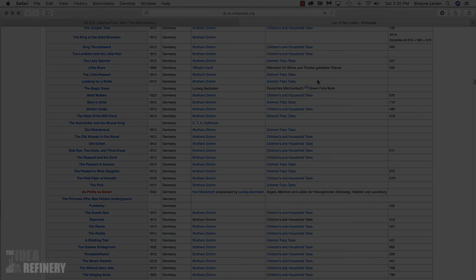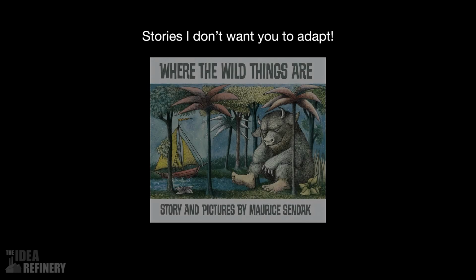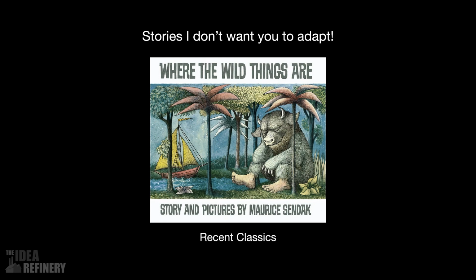The last thing I want to mention is stories that I don't want you to adapt. For example, recent classics, like Where the Wild Things Are. These stories are still under copyright. Most works of art, including storybooks, take 95 years for the copyright to elapse. Sometimes the estates of artists will renew their copyrights, so not every classic story is available for adaptation.